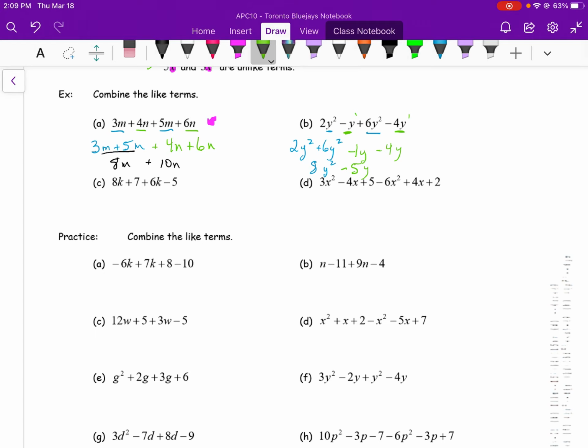Maybe I can pick up the pace a bit, right, and not be so verbose. So I'm going to collect like terms. I'm going to underline everything that's like. Next thing I'm just going to simply write those like terms beside each other. And then I'm going to carry out my mathematical operation where it is 14k plus 7 minus 5 is going to be plus 2. So it's 14k plus 2.